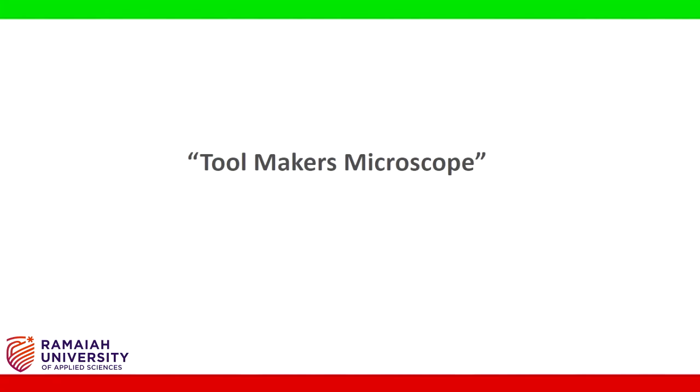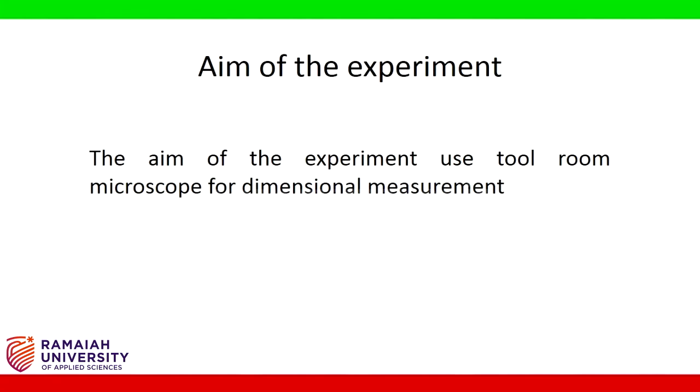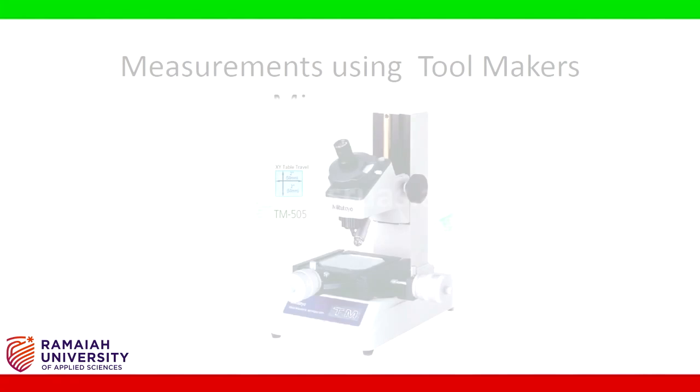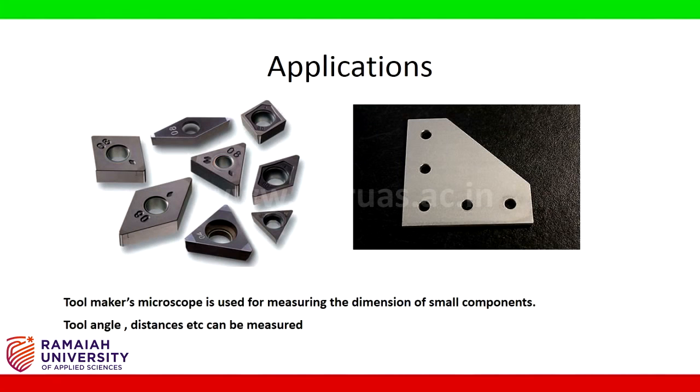Hello students, let us discuss about Toolmaker's microscope. The aim of the experiment is to use tool room microscope for dimensional measurement. A toolmaker's microscope is an optical measurement tool that magnifies a sample surface features to allow measurement on a linear or circular scale. Toolmaker's microscope is used for measuring the dimension of small components. Tool angle, distances, etc. can be measured.